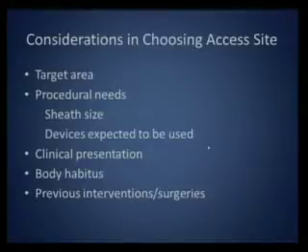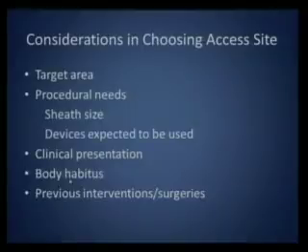If I'm putting an endovascular graft in the aorta and I need a 10 French or a 12 French sheath, I cannot put a 12 French sheath in the radial artery. It's too small an artery. So I have to have a different access site. What devices are you going to use? Clinical presentation, body habitus. Normally we use the femoral access.